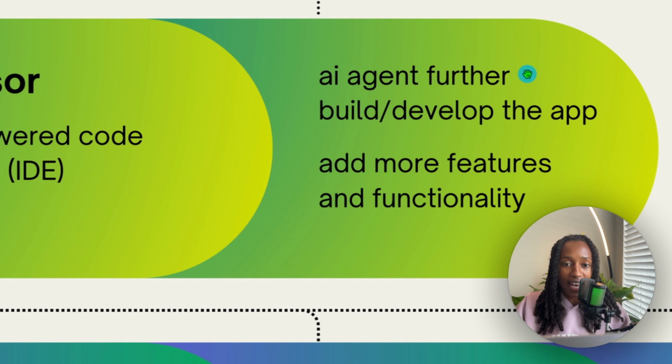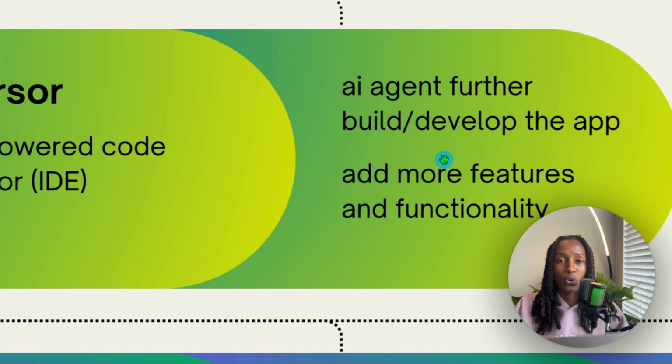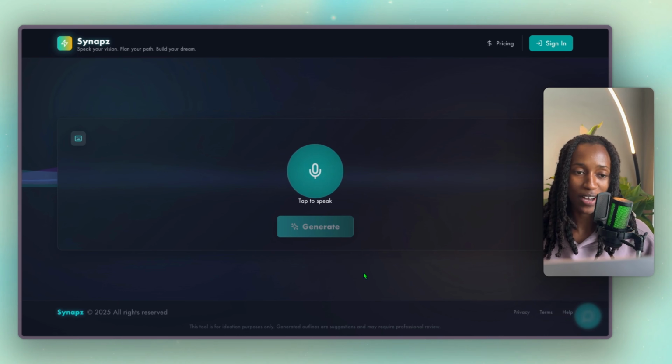And like I said, it's an AI agent to further build and develop the app and add more features and functionality. Let's start vibe coding. Let's start vibing. Let's start building.